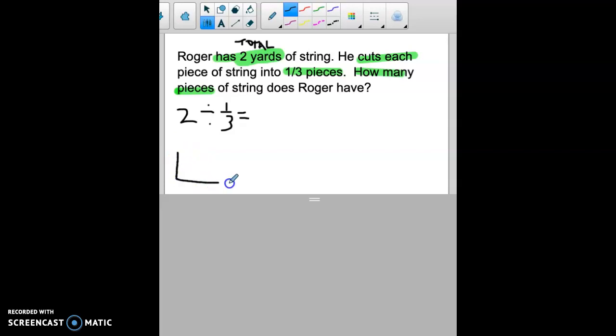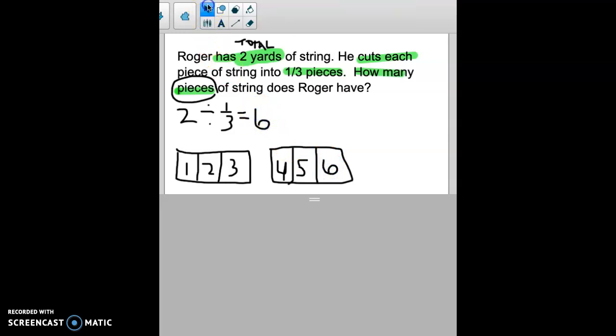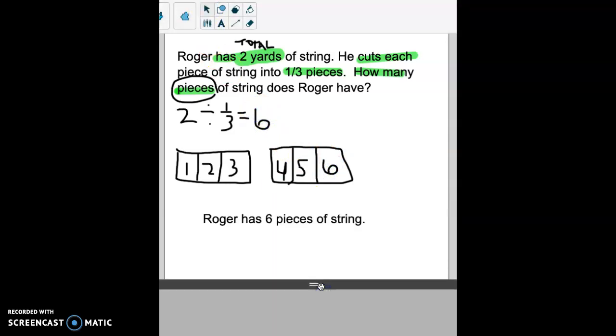So you're going to draw 2 whole fraction strips. 1, 2. And each fraction strip should be cut into thirds. When you cut each fraction strip into thirds, each third is 1 piece. So this is 1/3, 1/3, 1/3. Each of these thirds is 1 piece. It's asking how many pieces of string does he have. So he has 1, Roger has 6 pieces of string.